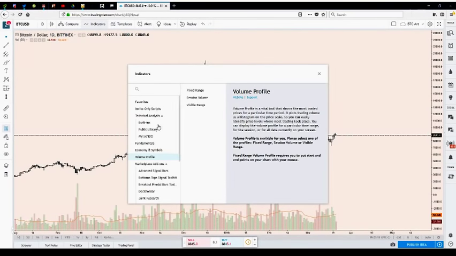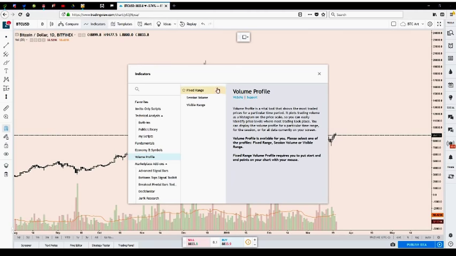So what I'm going to be doing today is taking you through the fixed range, the session volume, and the visible range. I'm going to be giving you information about the indicator and what it's got to offer, and a small background. And then in tomorrow's video, I'll be giving you a lot more in depth on the actual volume profile.